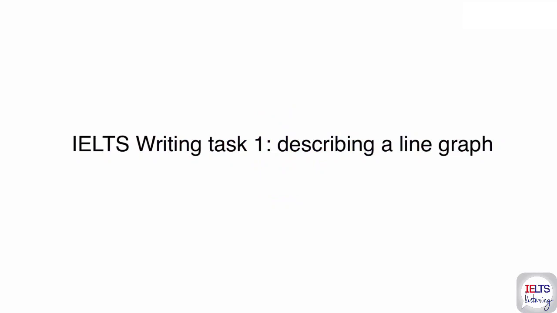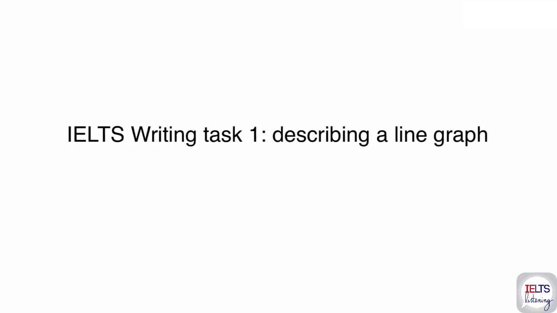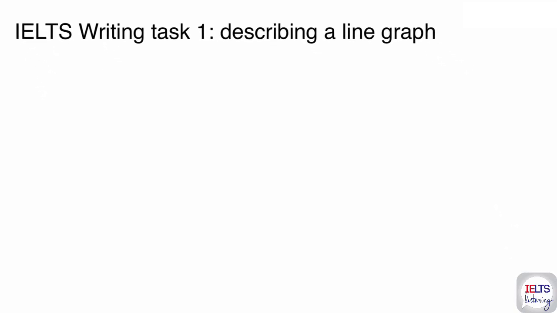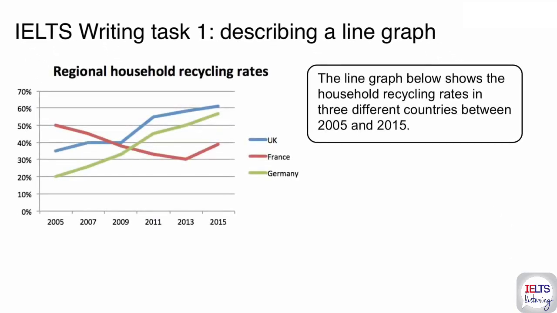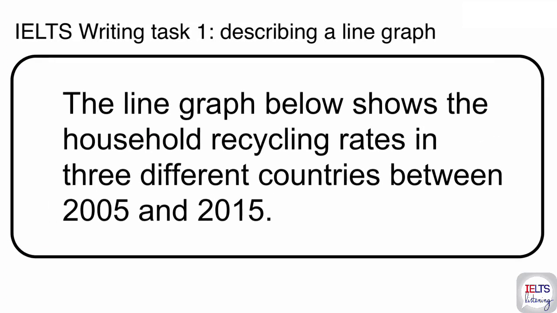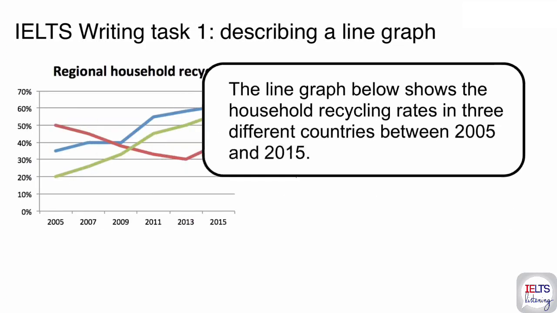In this lesson we are going to learn how to answer IELTS Academic Writing Task 1, namely how to describe a line graph. I'll give you all the essential information to give a Band 9 answer. So let's take a look at the given line graph. What it says: the line graph below shows the household recycling rates in 3 different countries between 2005 and 2015.